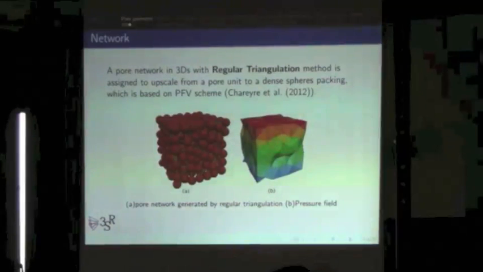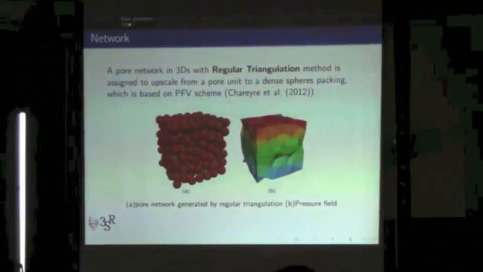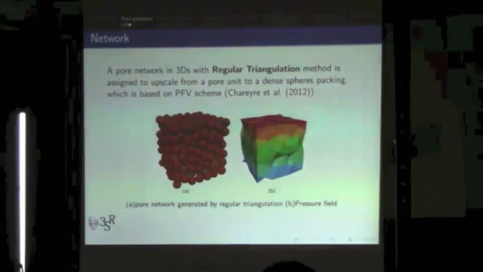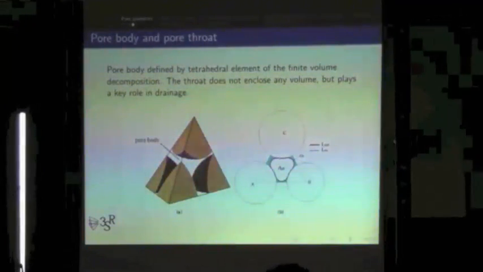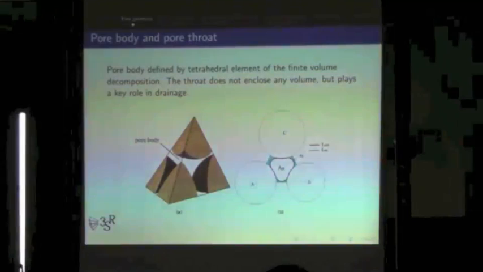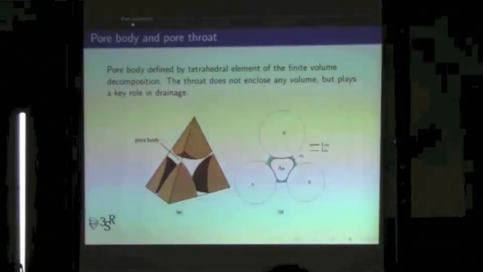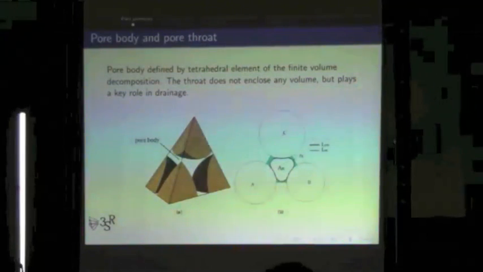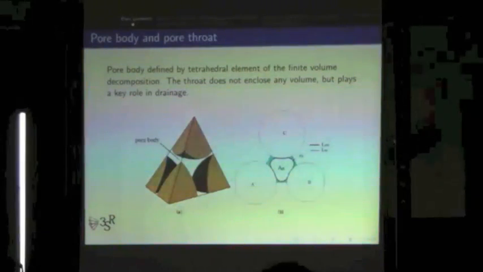Here are two images about the network. The left image is generated with the regular triangulation. On the right, if we show the solid phase, we can see the basic structure of this pore network. And if we go downscale, this is our basic pore unit. Left is the pore body. The void space between the tetrahedral shape is the pore body, and another terminology is the pore throat. We assume the section of the tetrahedral is the pore throat. It has no volume, but it's very important for the drainage process.